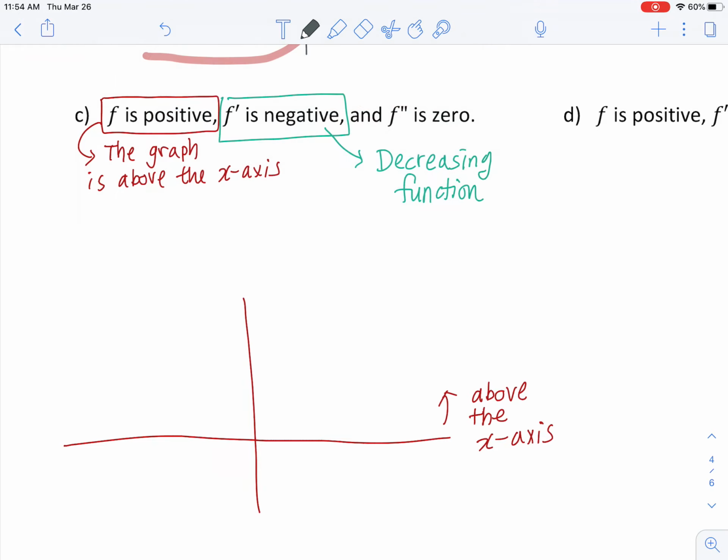So I kind of get an idea. I'm going to sketch a line that's going down from left to right. That's completely above the x-axis. And that's what I sketched so far. But I still need to take a look at the third condition they mentioned, right? So let's look at the very last one. And this one is a little bit tricky, guys. They said f double prime is 0.